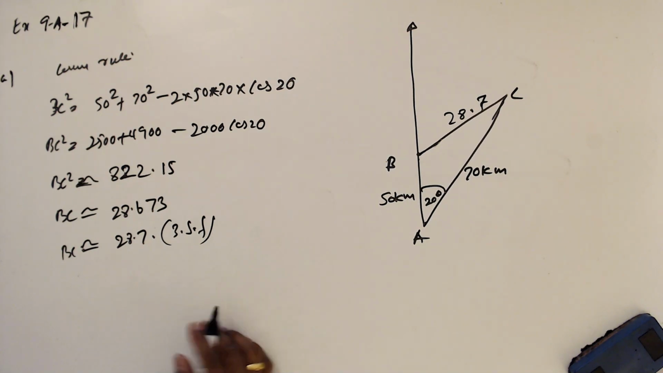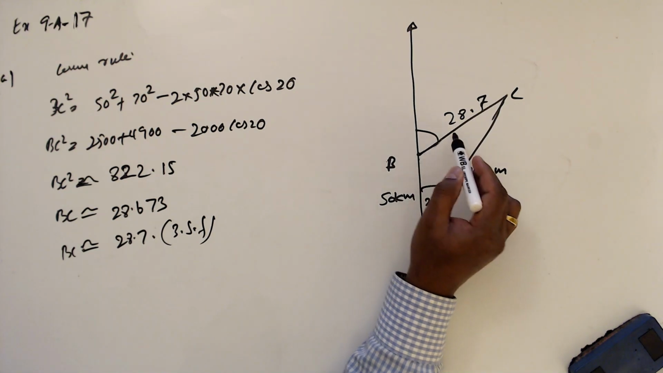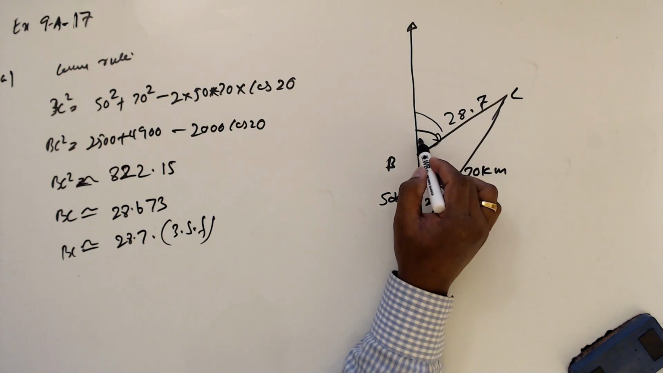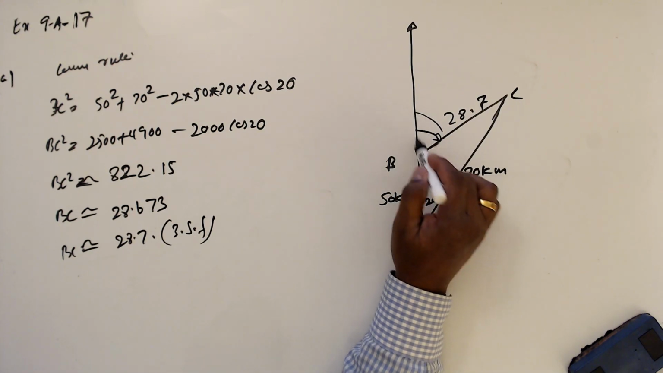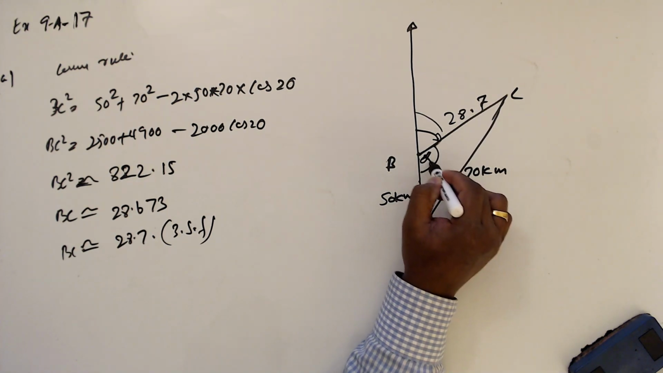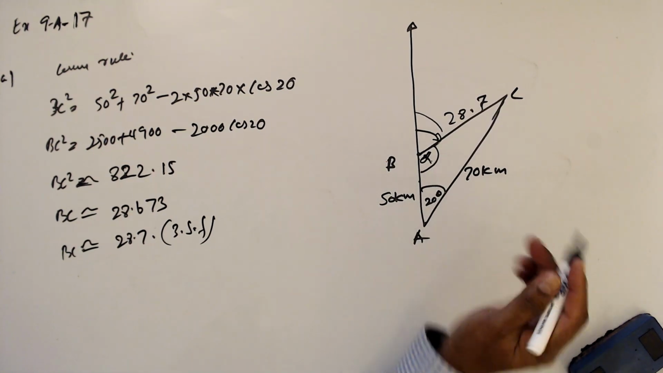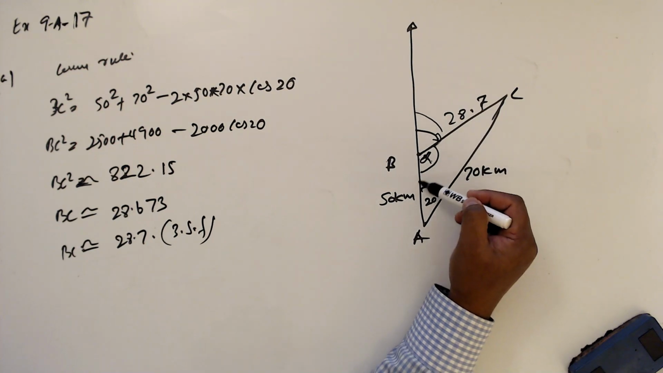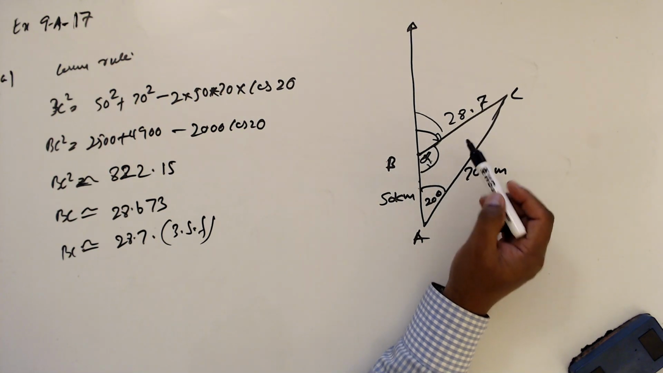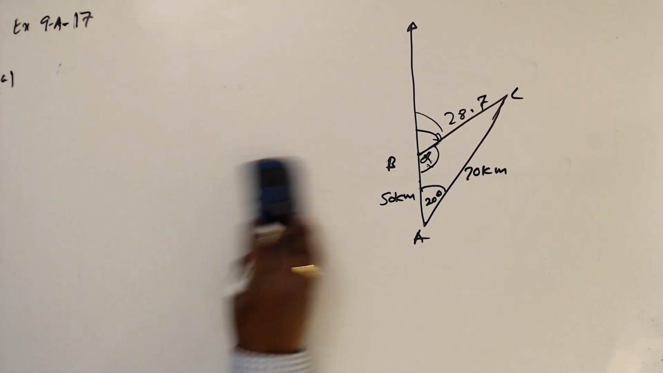Now part B, we want to find the bearing of this one. Bearing means the angle when you measure from north. So this angle, this all 180. If I know this angle alpha, then 180 minus alpha is this one. So that's the plan. Again, I want to put cosine rule, and I can find the angle.